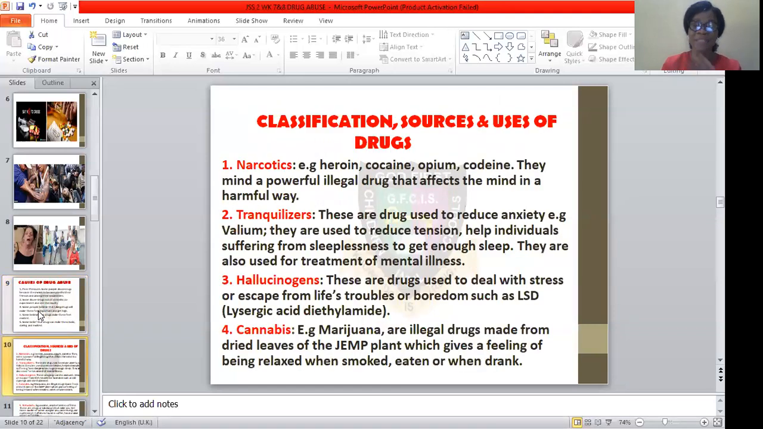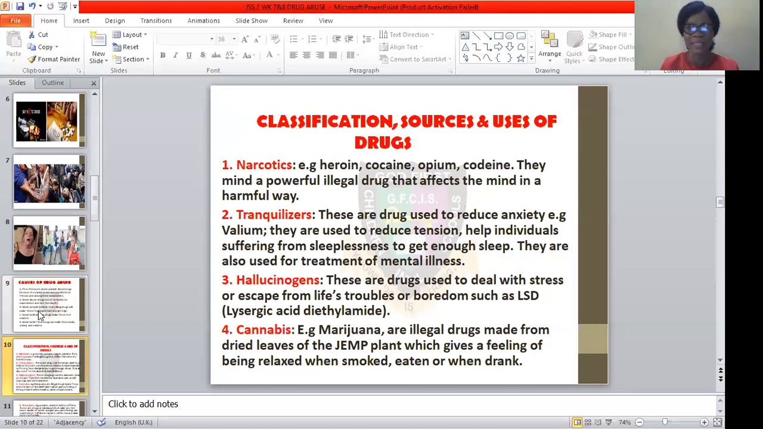Now, let's see the classification, sources, and uses of drugs. Drugs, as we know, are classified into various forms. The first one we shall be talking about is the one that is referred to as narcotics. Examples include heroin, cocaine, opium, codeine, and the rest. They are powerful illegal drugs that can affect the mind in a harmful way.